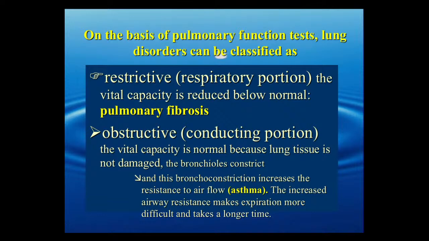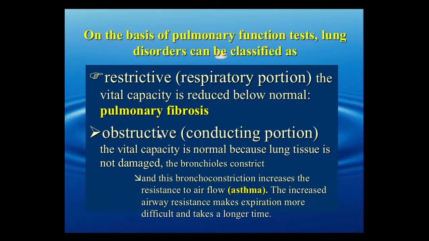These two types of disorders, in the respiratory and conducting portions, give us two groups of disorders of the respiratory system. First, restrictive disorders, disorders of the respiratory portion. In this type of disorder, the vital capacity is reduced below normal, and we can see such a situation, for example, in pathological states and diseases such as pulmonary fibrosis.